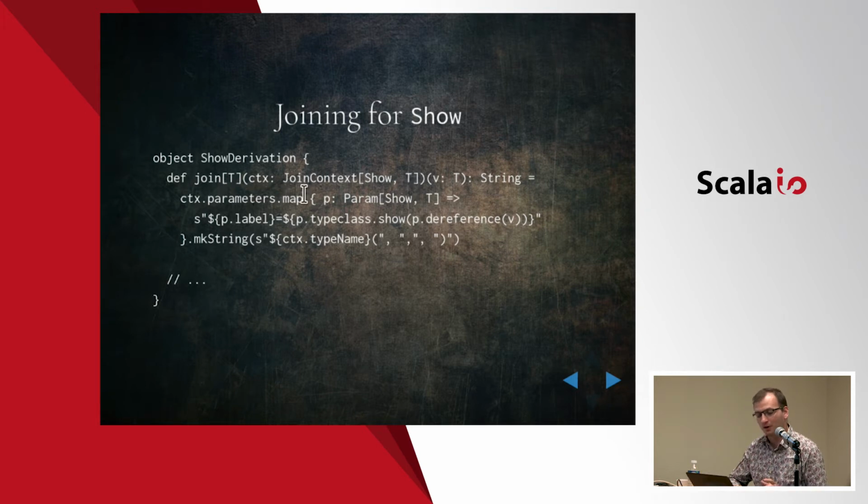So first of all, I'm going to map over the parameters, maybe not too surprising, and I'm going to create a string from those based on p.label equals and then something else. So p.label gives you the name of that parameter.